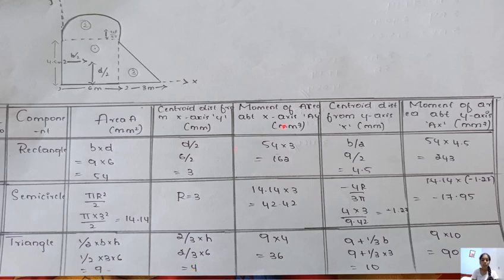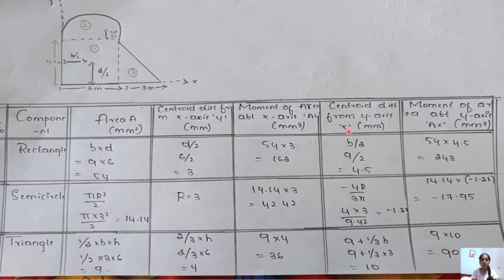And then moment of area about x-axis, that is A into y: 54 into 3 is 162, 14.14 into 3 is 42.42, and then 9 into 4 is 36.